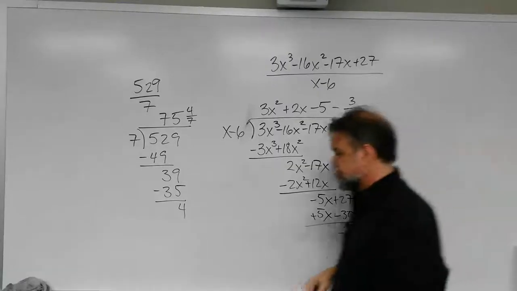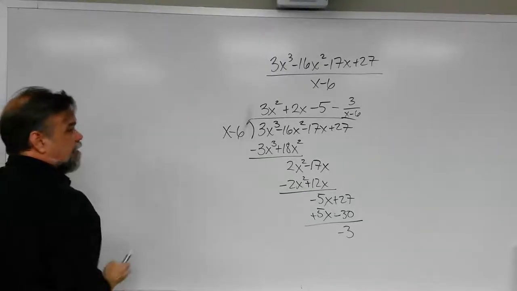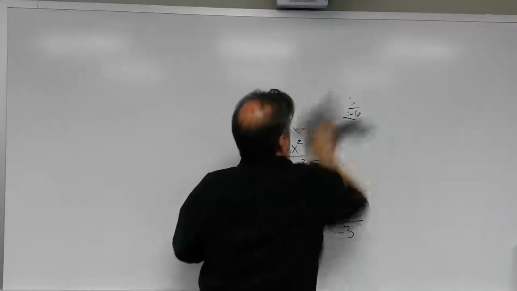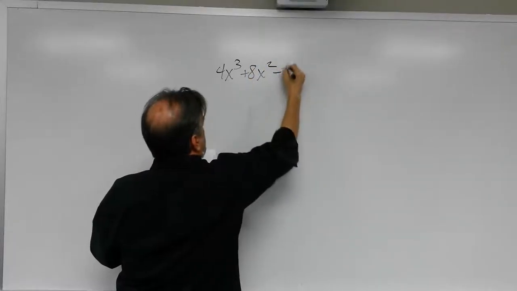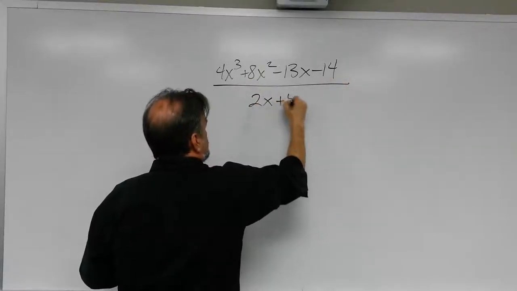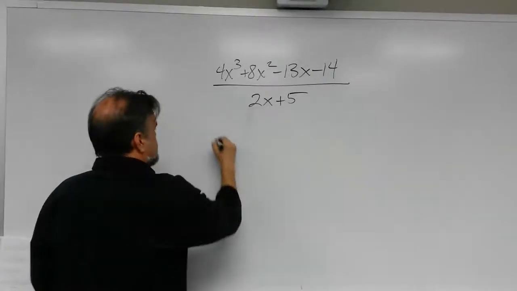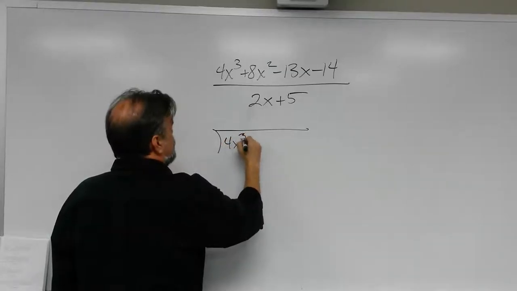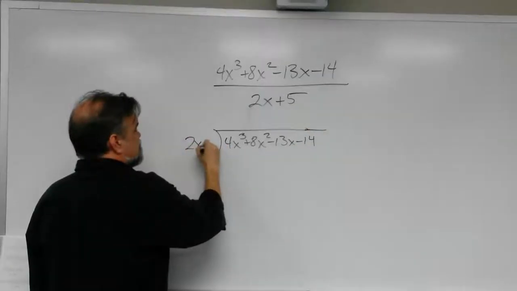Let's do another one. Let me just clear the whole board. Let's do 4x cubed plus 8x squared minus 13x minus 14, and we're going to divide this by 2x plus 5. Okay. All right, again, let's set this up. 4x cubed plus 8x squared minus 13x minus 14. And I'm going to put my 2x plus 5 here.